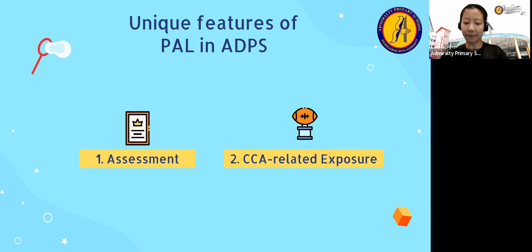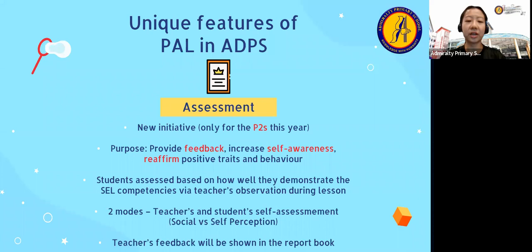So the first part is about assessment. This is actually a new initiative, and it's just rolled out this year, so we are targeting the P2 first. And the purpose of this is to provide feedback for the children to increase their self-awareness, as well as to reaffirm positive traits and behavior.